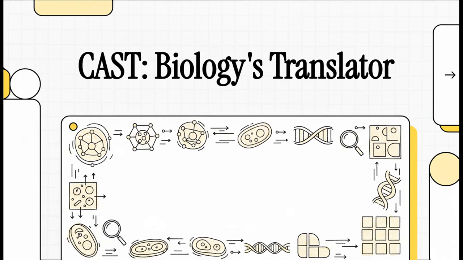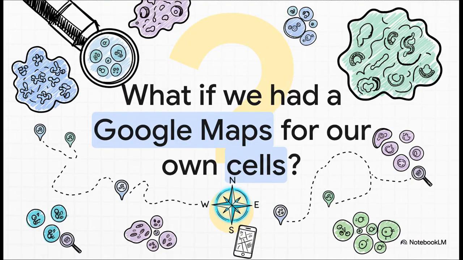All right, today we're talking about something truly groundbreaking, a new tool that's basically a universal translator for biology. It lets scientists read and compare some of the most complex maps ever created, the maps of our very own cells. So just imagine for a second, what if you had a Google Maps, but for the human body? Something that let you navigate the trillions of cells inside our tissues and zoom all the way in on any single one to see exactly what it's up to.